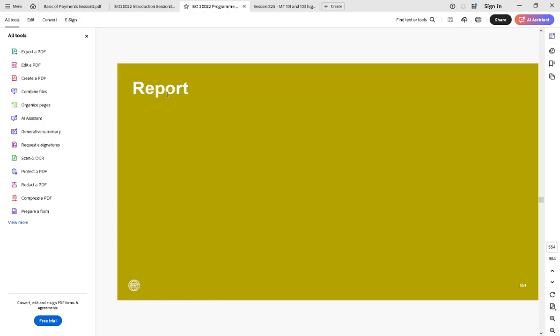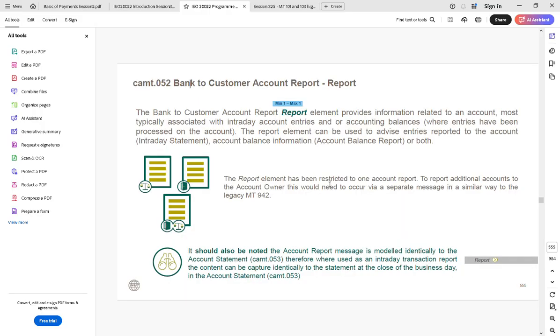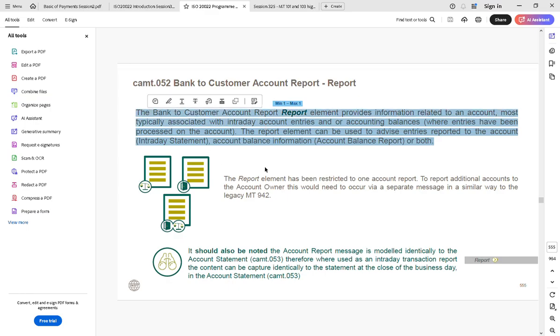Now come to the important part. What does the report contain? CAMT52, the bank to customer account report element, provides information related to the account, most typically associated with intraday account entries and accounting balance. Intraday accounting entries are the entries that have happened throughout the day, and the accounting balance is also an entry, where entries have been processed on the account. The report element can be used to advise entries reported to the account intraday and account balance information together. So it contains the intraday report and balance together.